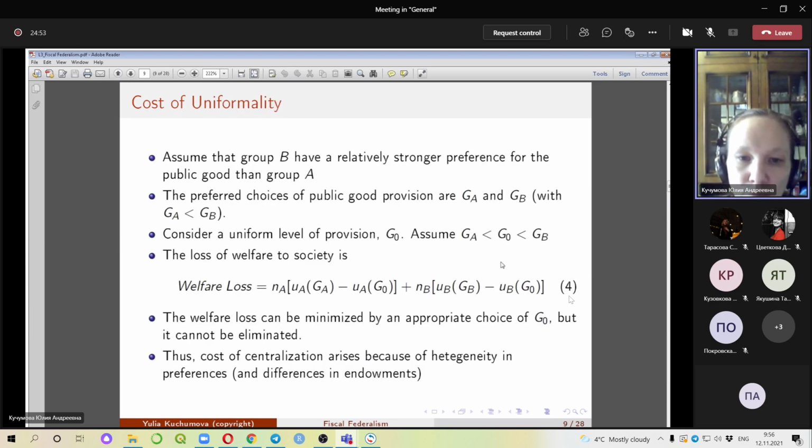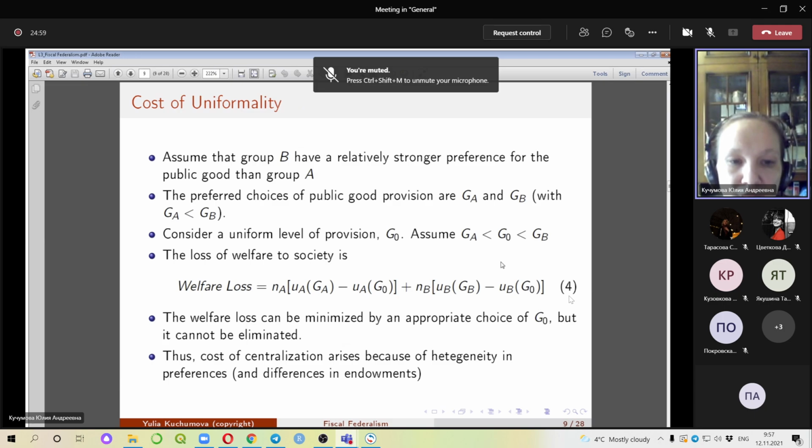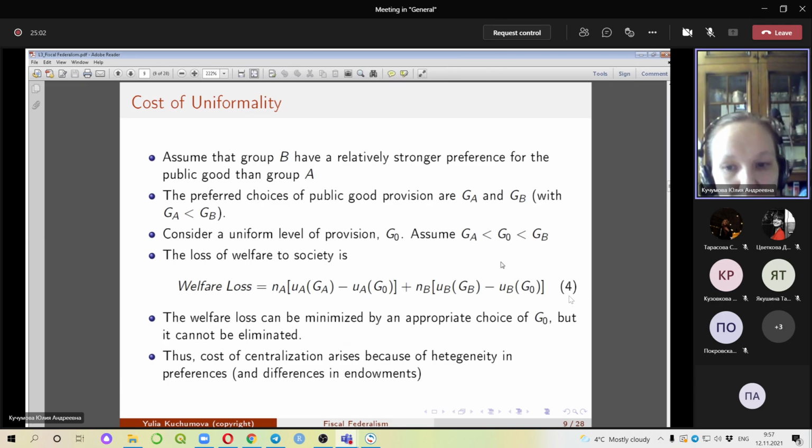Sorry, let me go back to the slide and say that the welfare loss can be minimized by an appropriate choice of G0, but it cannot be eliminated. So we see that the cost of centralization arises because of heterogeneity in preferences, or another way to put it, differences in endowments. So this is a relatively clear point, and we illustrated it with this straightforward example.